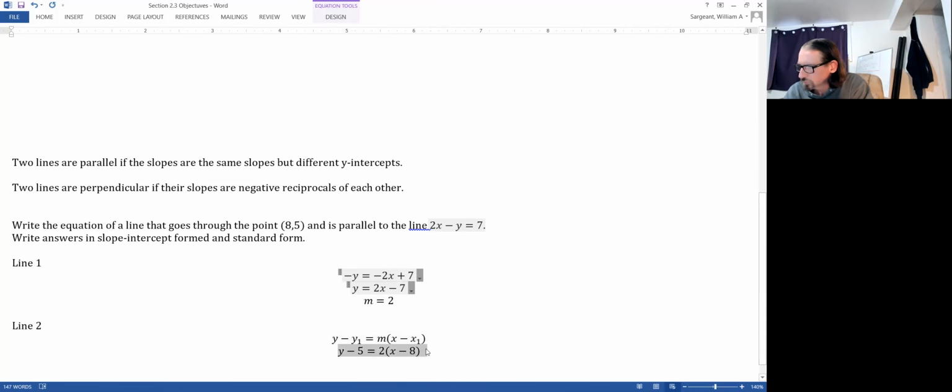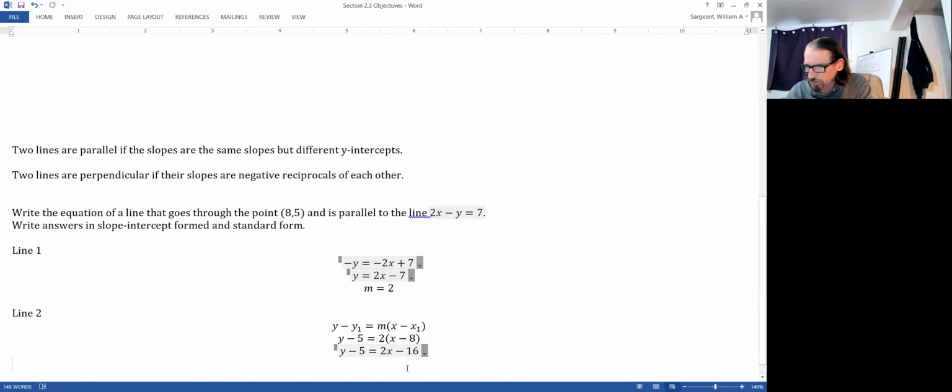So I'm going to distribute the 2. It's nice that it wasn't a fraction. And then 2 options here. 1, to get it into slope-intercept form, I would have to add 5 to both sides, which would give me negative 16 plus 5 is going to be negative 11. That would complete the slope-intercept form. And checking, that does have the same slope as the first line. Furthermore, 2 times 8 is 16. 16 minus 11 is 5.